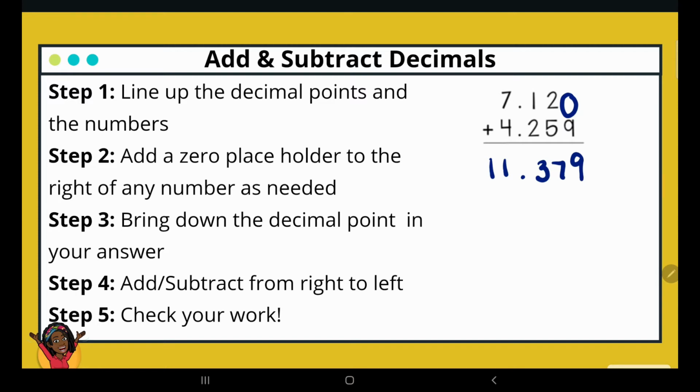One way to check your work is through estimation. So I'm going to use estimation to check my work. So here, I know if I round the number 7.12 to a whole number, it's approximately 7. And if I round 4.259 to a whole number, it's about 4. So 7 plus 4 is 11, and 11 is pretty close to 11.379. So I know my answer is in a realistic range.